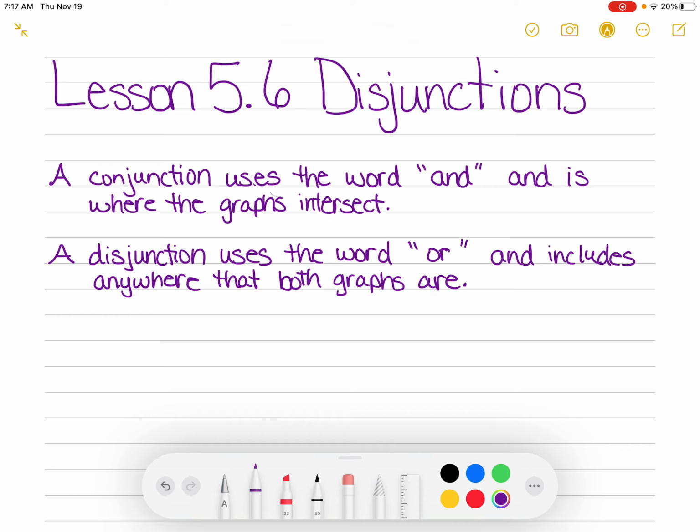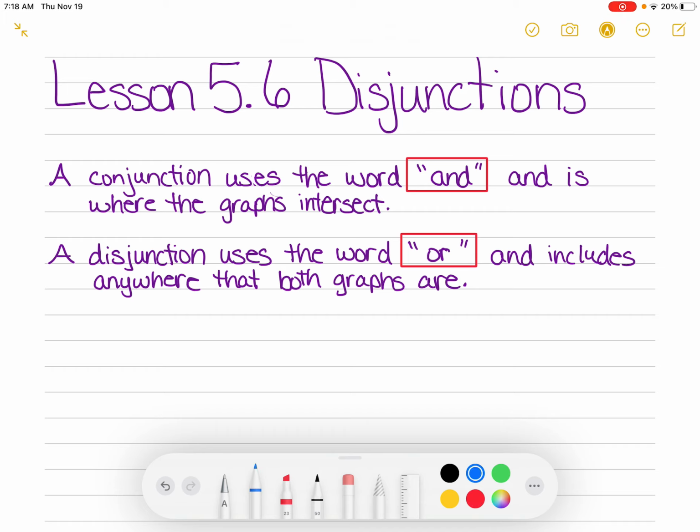So I wrote two little sentences on what the difference between conjunctions and disjunctions is. A conjunction, which we did last lesson, uses the word and. That is a big part of the difference between the two, and it's where the graphs intersect. The next one, the one we're doing today, is a disjunction, and that uses the word or. And it includes anywhere that both of the graphs are. So we're going to talk about that a little bit today.